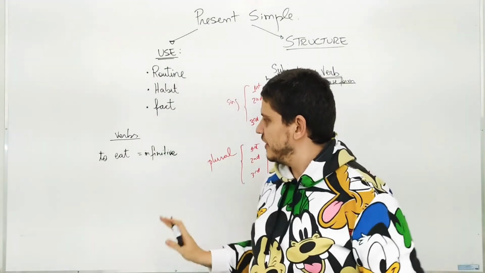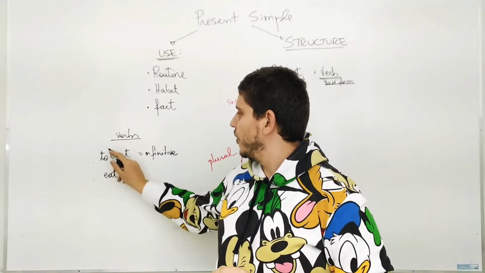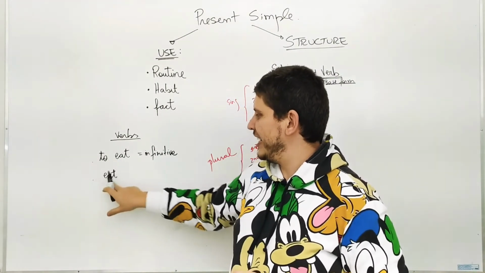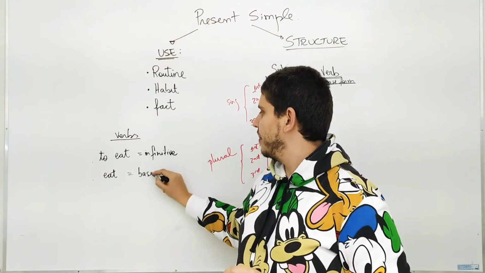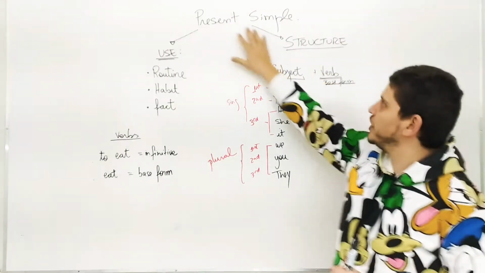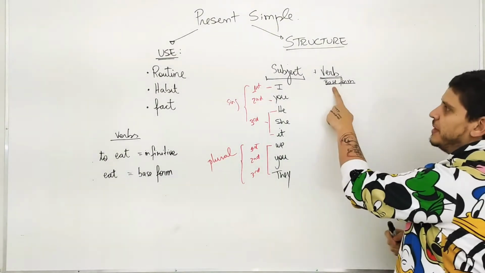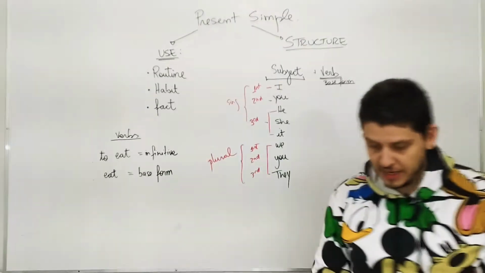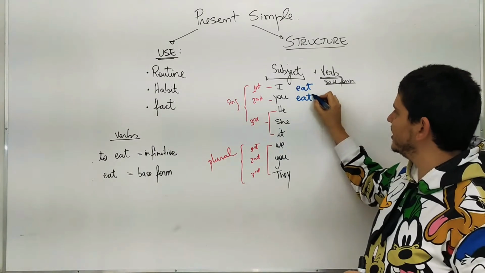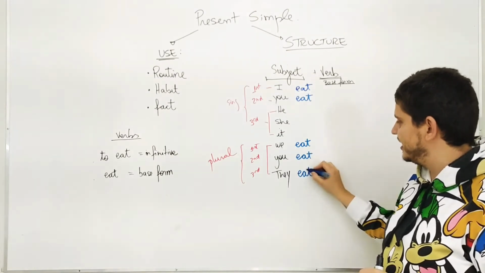But here the verb is in the infinitive. And we also have the verb in the base form. When we omit to, when we take to out of this place, we have eat, and eat here is in the base form. So the verbs that we use here in the present simple to describe a routine, a habit, or a fact in the present, they are all in the base form. Let's get the verb eat. I will say, I eat, you eat, we eat, you eat, and they eat.